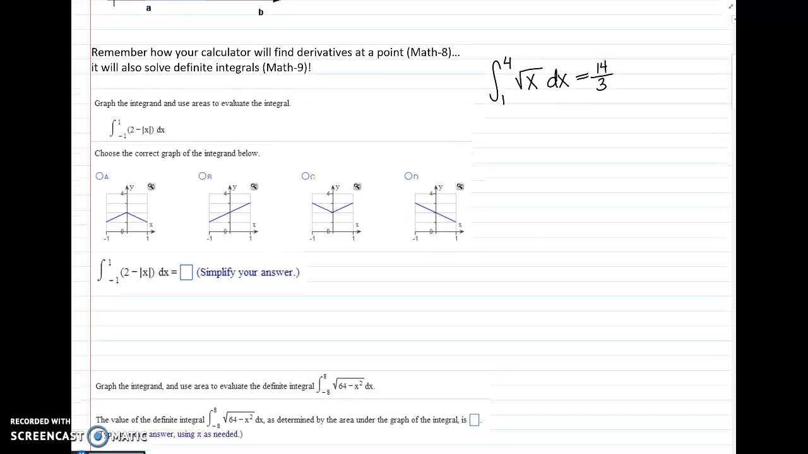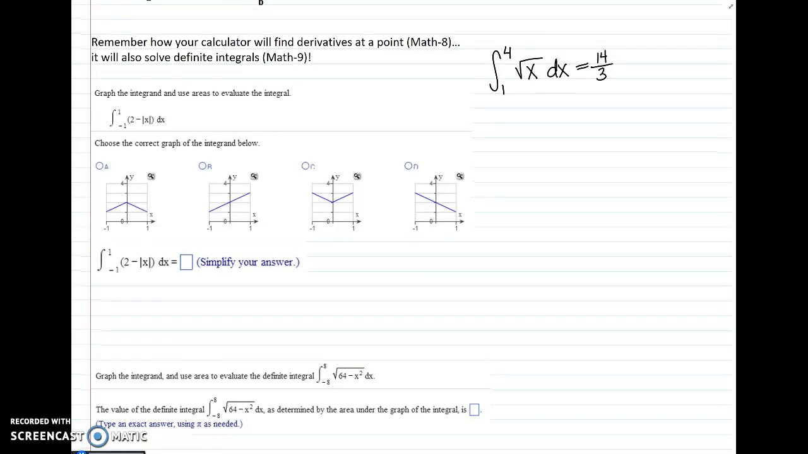Okay? So let's practice doing a couple of definite integrals. This integral from -1 to 1 of 2 minus the absolute value of x dx. Okay, what does this graph look like? Well, the minus sign is a flip. You've got absolute value, which is a v, flipped over the x-axis, and then up 2. So it's going to be this graph right here, isn't it?